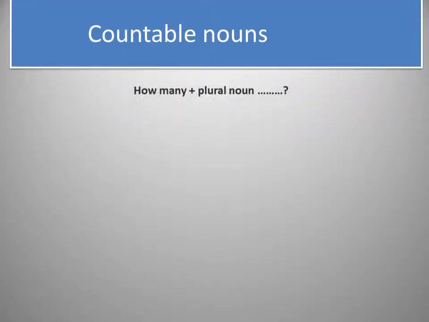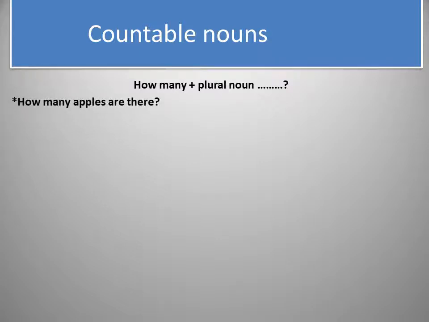Countable nouns. If we want to ask about countable nouns, what's the question we will use? In countable nouns, we can use how many plus plural noun. For example, how many apples are there? For answer, we can answer in many ways.